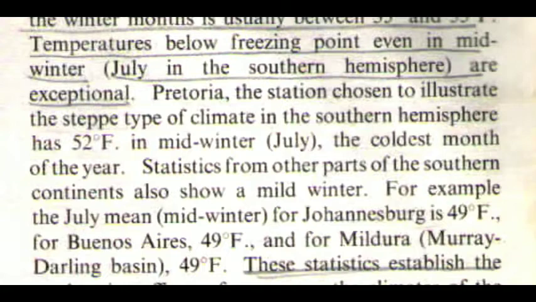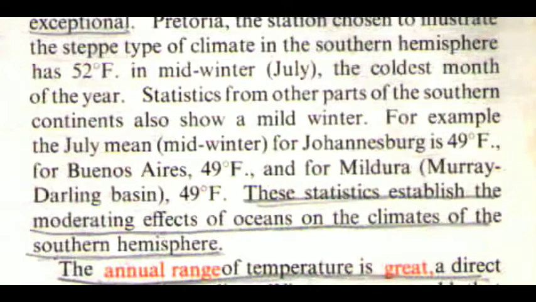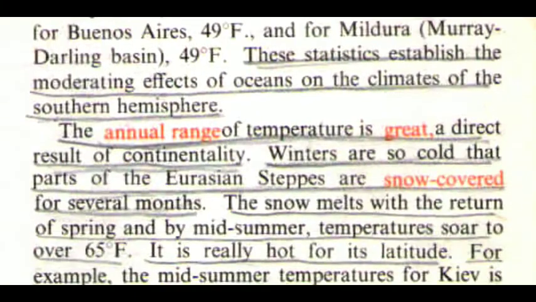Statistics from other parts of the southern continents also show a mild winter. For example, the July mean midwinter for Johannesburg is 49 degrees Fahrenheit, for Buenos Aires 49 degrees Fahrenheit, and for Mildura, Murray-Darling Basin, 49 degrees Fahrenheit. These statistics establish the moderating effects of oceans on the climates of the southern hemisphere.